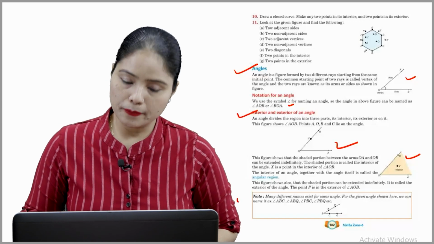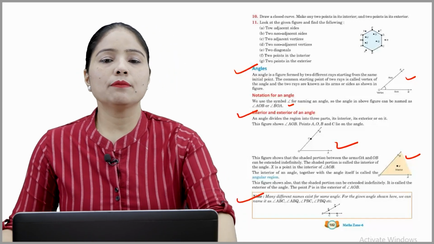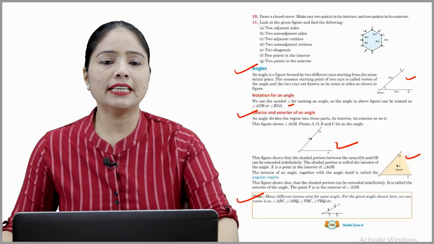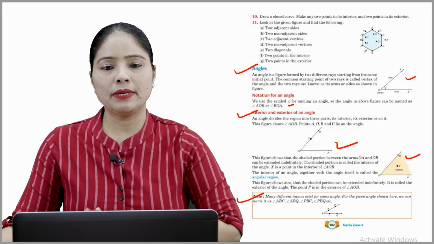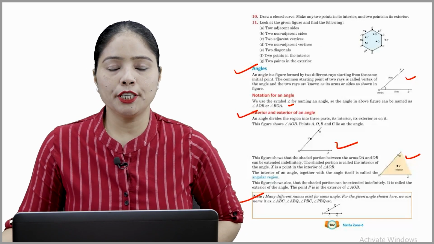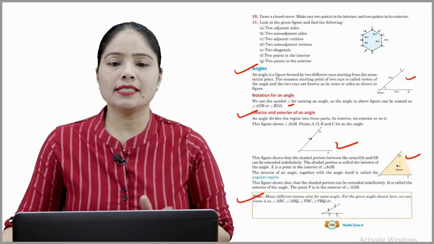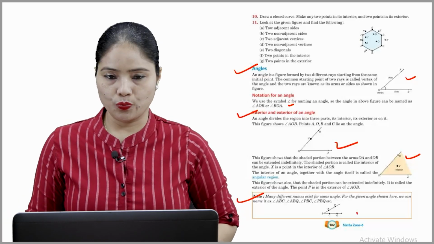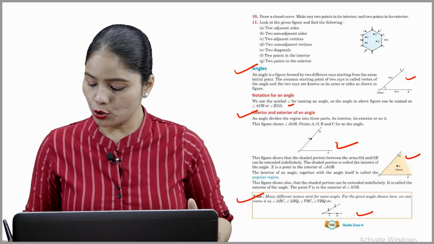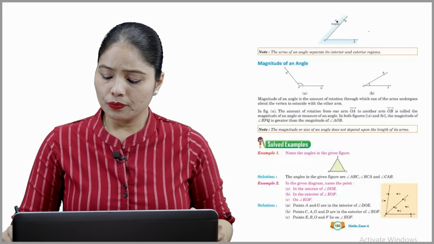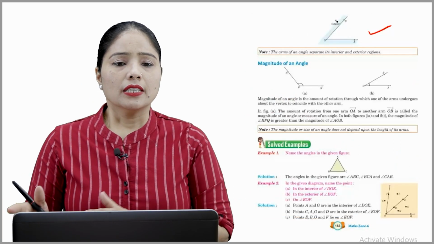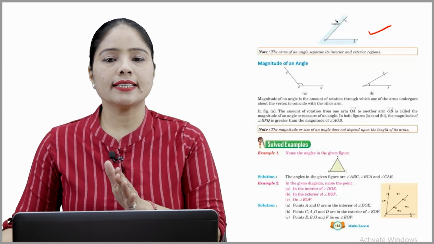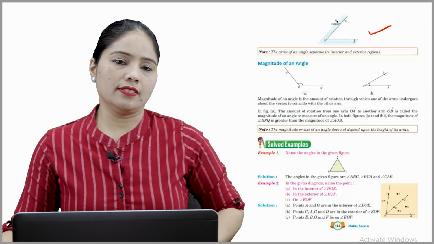Now note beta. Many different names exist for the same angle. For the given angle shown here, we can name it as angle ABC, angle ABQ, angle PBC, angle PBQ, etc. like that. Okay beta, I hope you understood well. So, these are the figures, okay. Now note, the arms of an angle separate its interior and exterior regions.